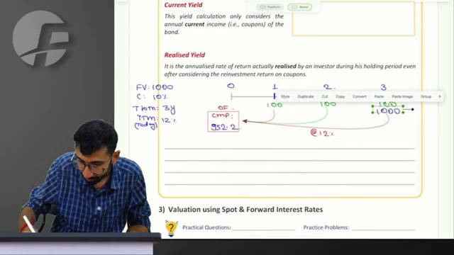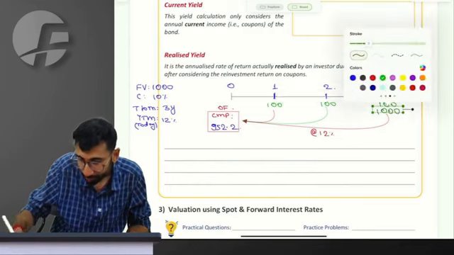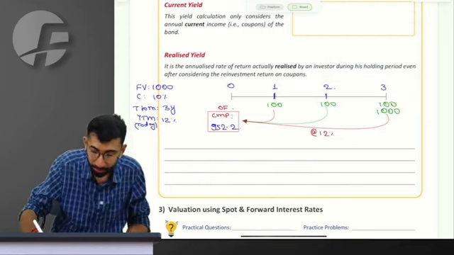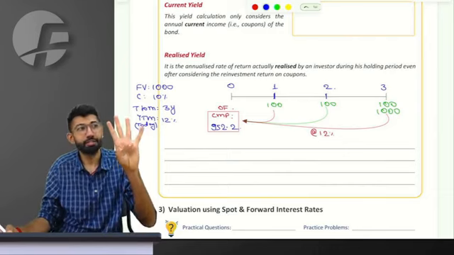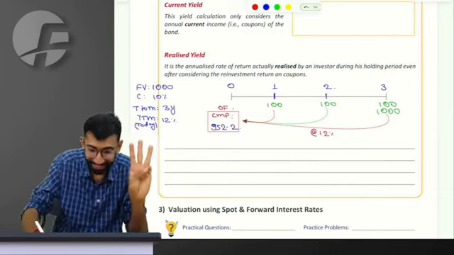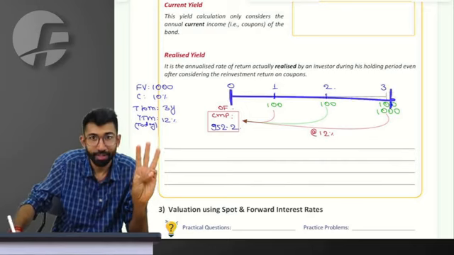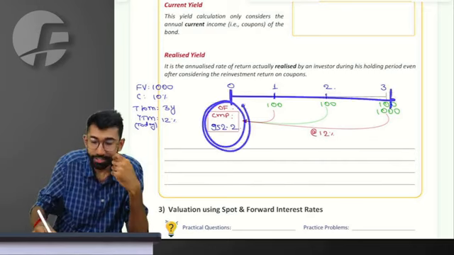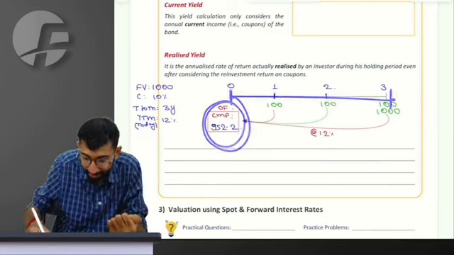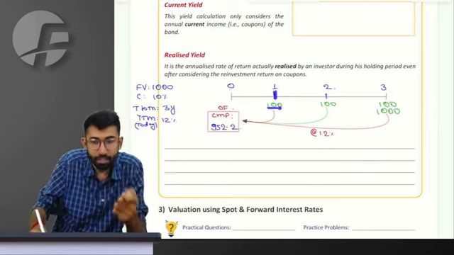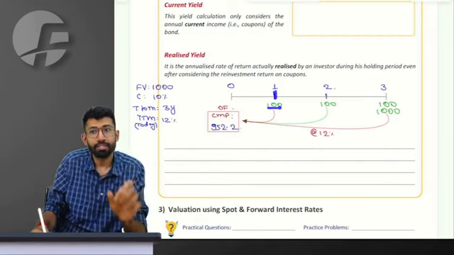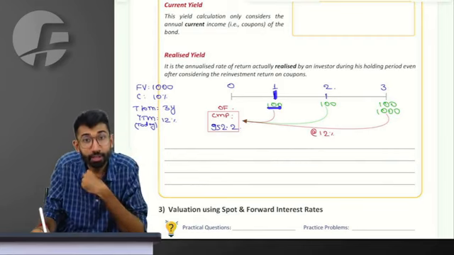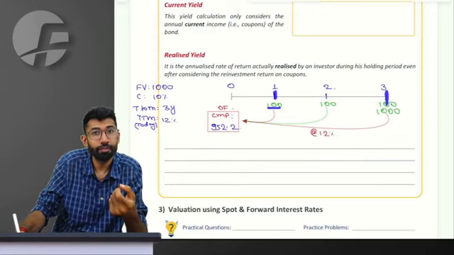Correct? But let us now understand what will practically happen. Suppose I want to make an investment for 3 years. 3 years is my holding period, correct? Today, this much of an amount has gone out of my pocket. At the end of the first year, what I receive is 100 rupee of cash flow. Do I need this cash flow in my hand today? No, I want it at the end of the third year.